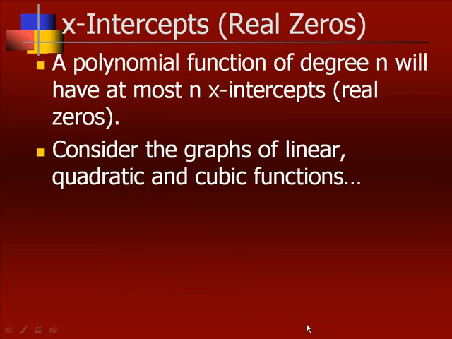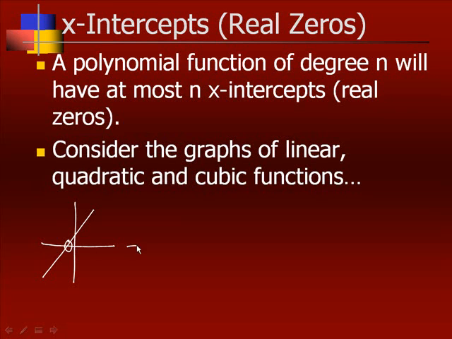Now let's switch gears. X-intercepts. A polynomial function of degree n will have at most n x-intercepts, or at most n real zeros, or you can think of these as solutions. Now consider the graphs of linear, quadratic, and cubic functions. Linear functions are straight lines, or they will have at most one x-intercept.